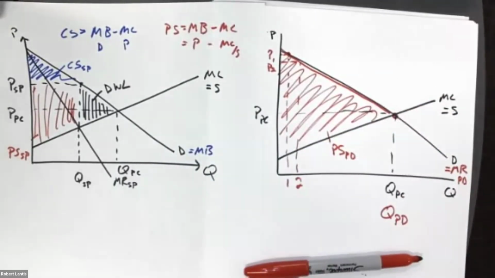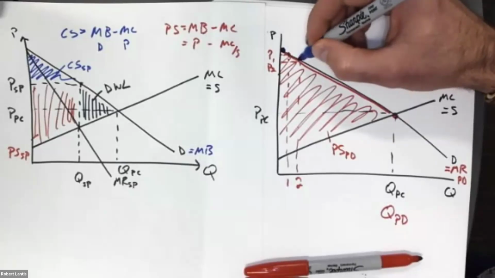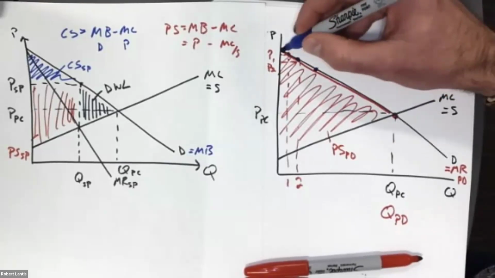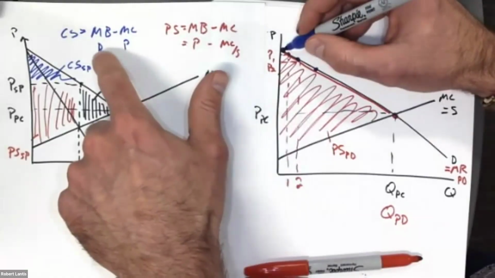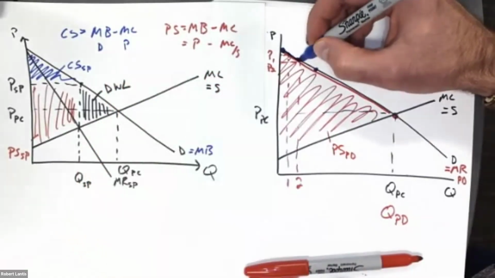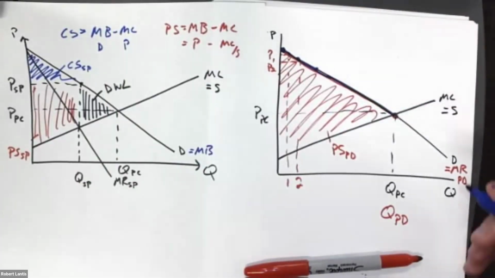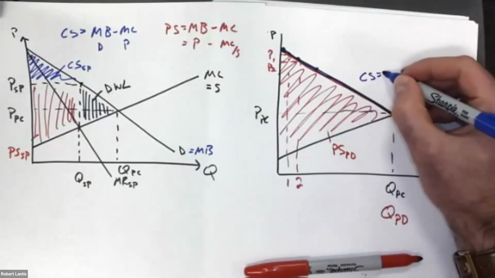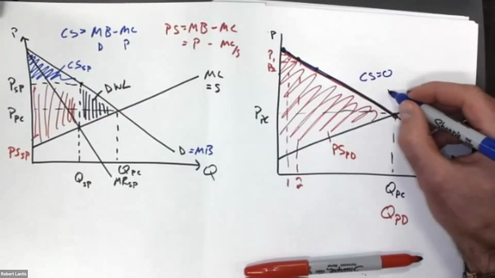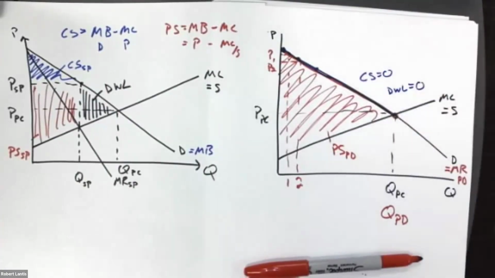What is consumer surplus? Well, I'm charging people exactly what their marginal benefit is. So the difference between the demand curve and the price they're paying, literally for every unit, would be 0, right? So we end up with consumer surplus being equal to 0. We get to that allocatively efficient quantity. So we also have deadweight loss being equal to 0.